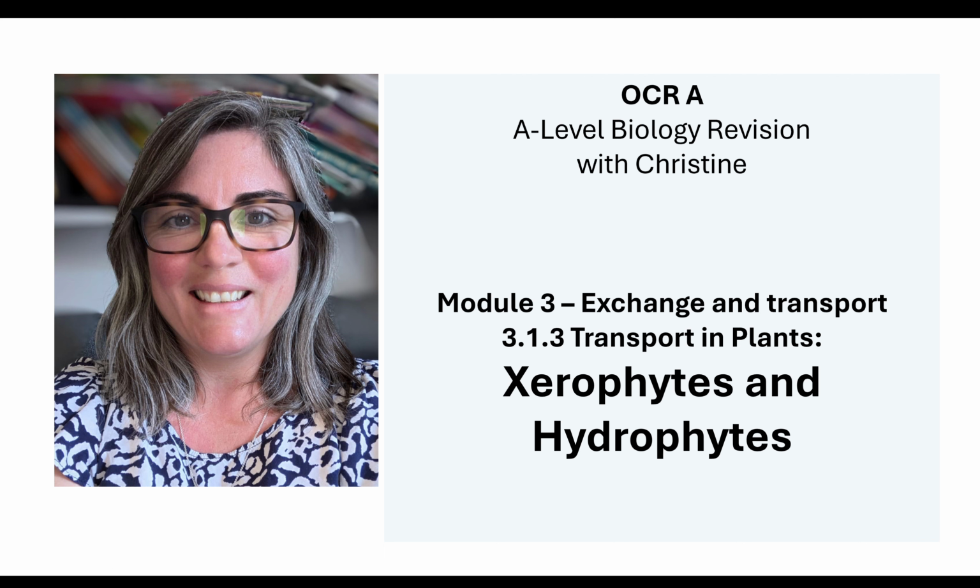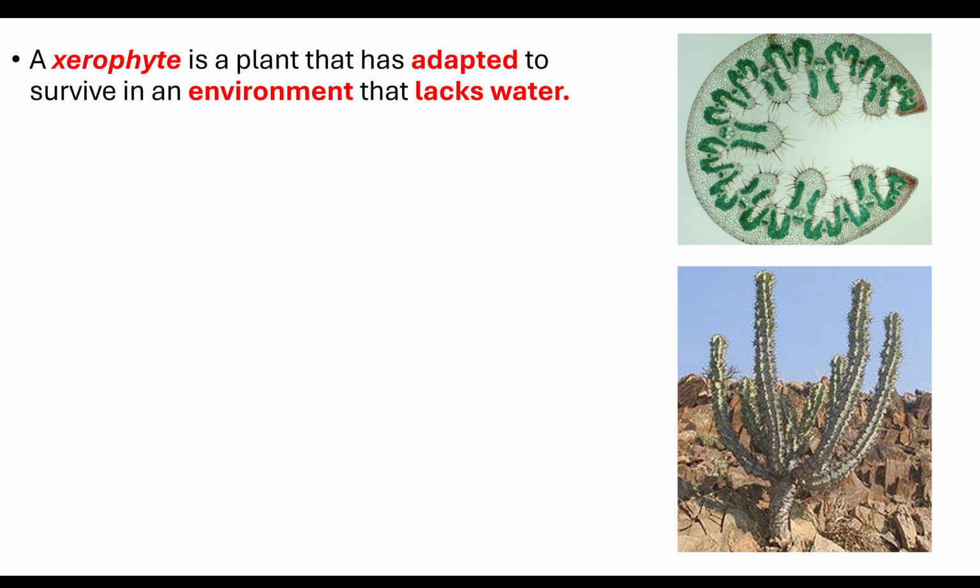So today's lesson I want to look at xerophytes and hydrophytes. So what is a xerophyte? Well, a xerophyte is a plant that's adapted to survive in an environment that lacks water. Xero means there's no water, and a phyte just means a plant. So different plants have to be adapted in different ways, and the two that you have to know for your exam are the cacti and the marram grass.